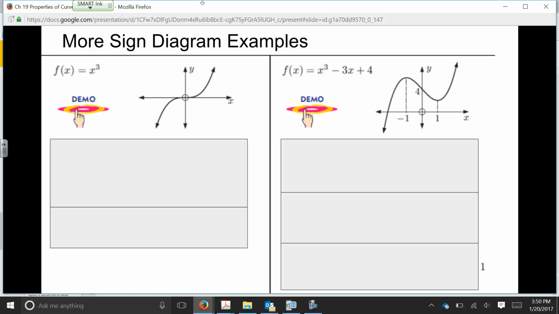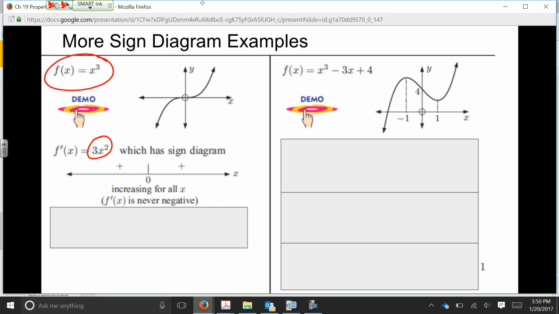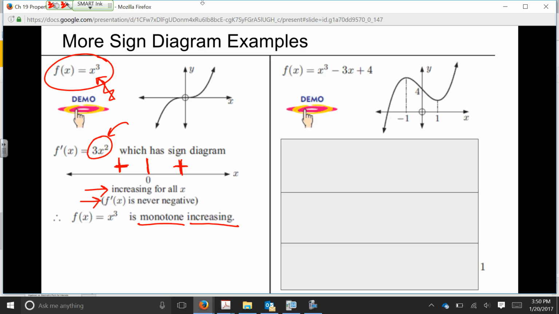Now, if we look at f of x equals x cubed, the derivative we know is 3x squared. Again, still only at one point we have to focus on 0 in the middle. But what happens here is if you plug in -1 into the derivative function, you get a positive value. If you plug in +1 into the derivative function, you also get a positive value. So what that means is that the function is always increasing, or the derivative is never negative. And what that means is that it's monotone increasing.